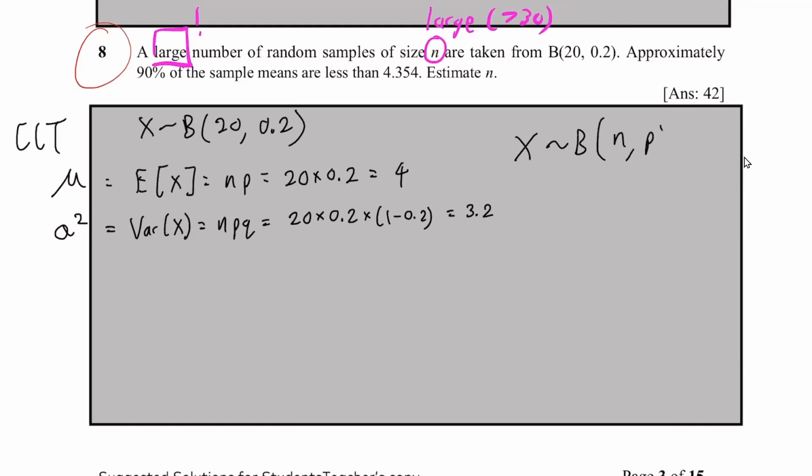So what we have now is this X that follows a binomial distribution. Here is n, here is p. You cannot put in your mu and sigma squared here, but we can write it below. Mu is 4, and sigma squared, the variance, equals 3.2.